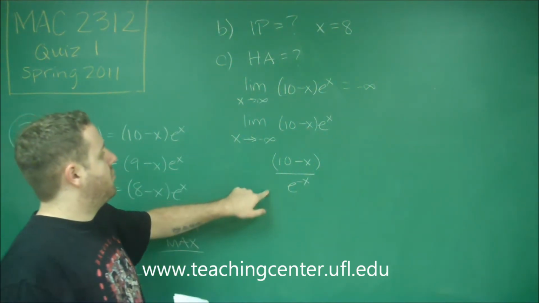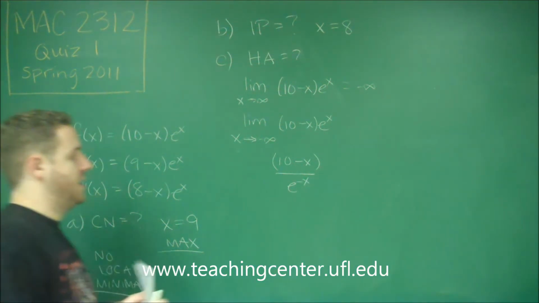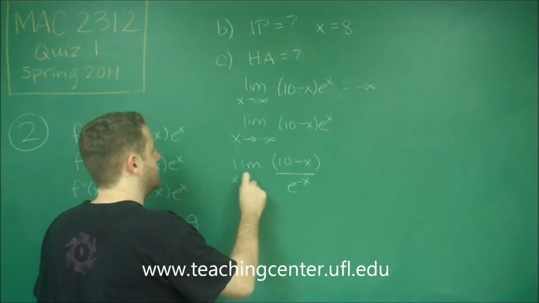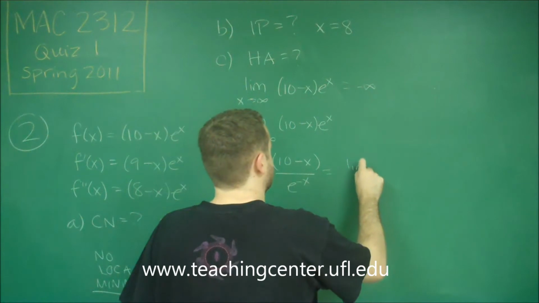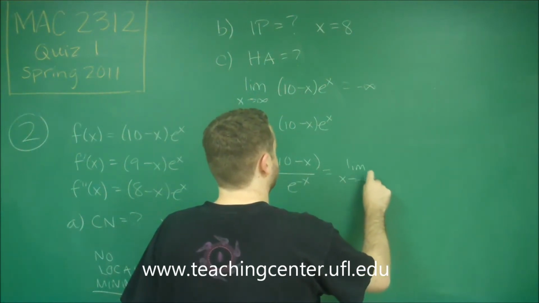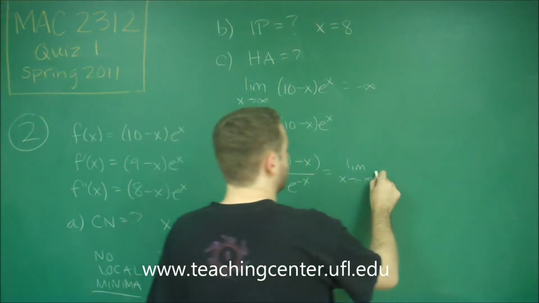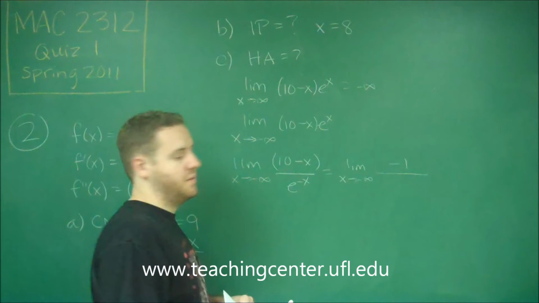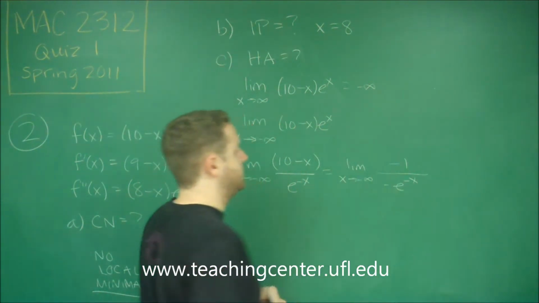So this is an indeterminate form because this would give you infinity over infinity. So L'Hopital's rule will help you solve that. The limit as x goes to negative infinity of this is the same as the limit as x goes to negative infinity of the derivative of the top over the derivative of the bottom. So the derivative of the top is negative 1. The derivative of the bottom is negative e to the negative x.